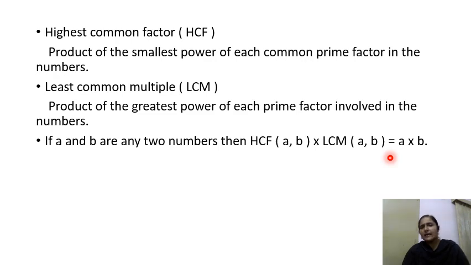What will be the LCM? 2 and 3 have no common factor, which means they are co-primes. So when the numbers are co-primes, the LCM will be equal to their multiplication. So the LCM of 2 and 3 will be equal to 6. What will be the LCM of 2 and 9? Yes, the LCM will be equal to 18. What will be the HCF of 2 and 9? The HCF will be equal to 1.